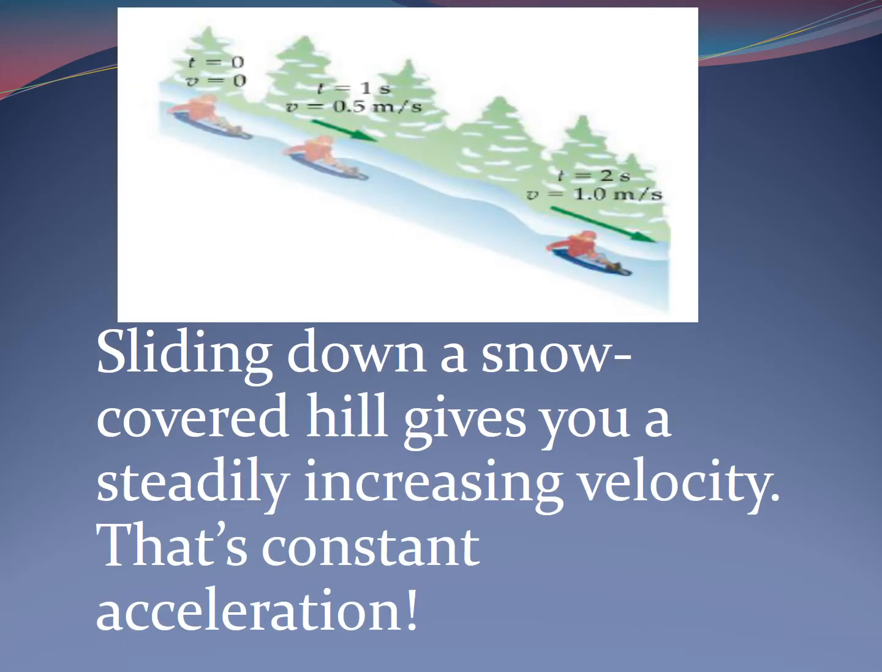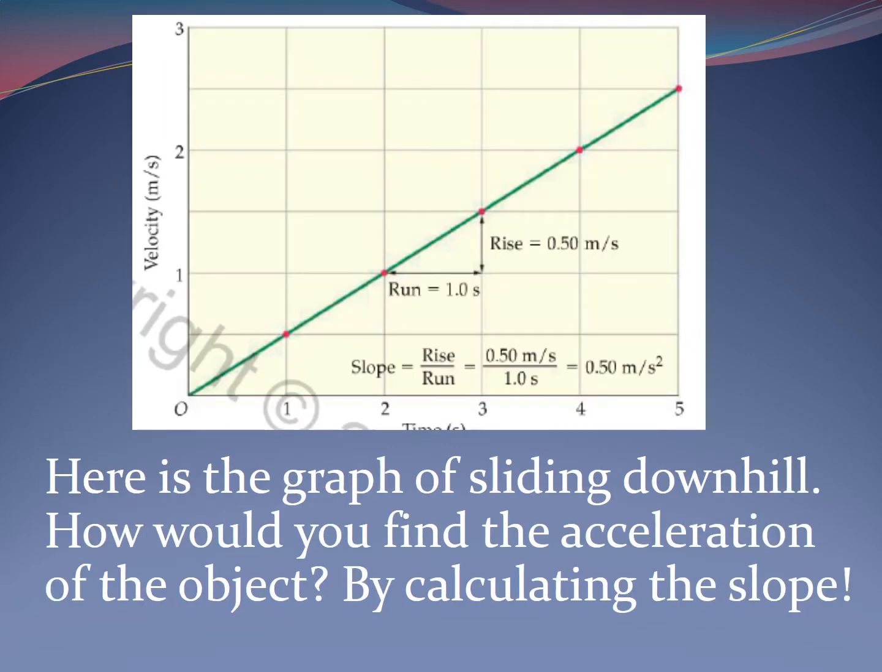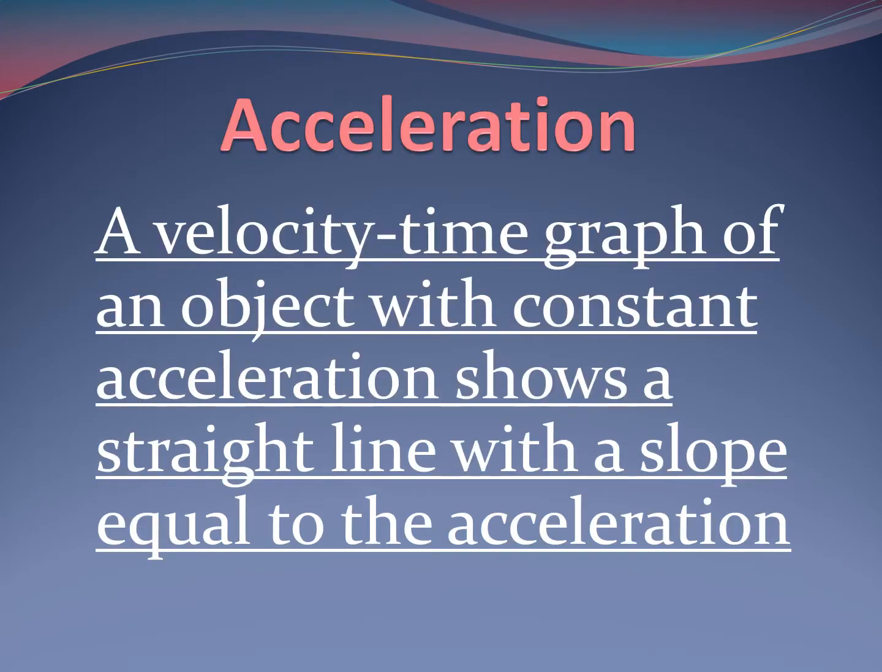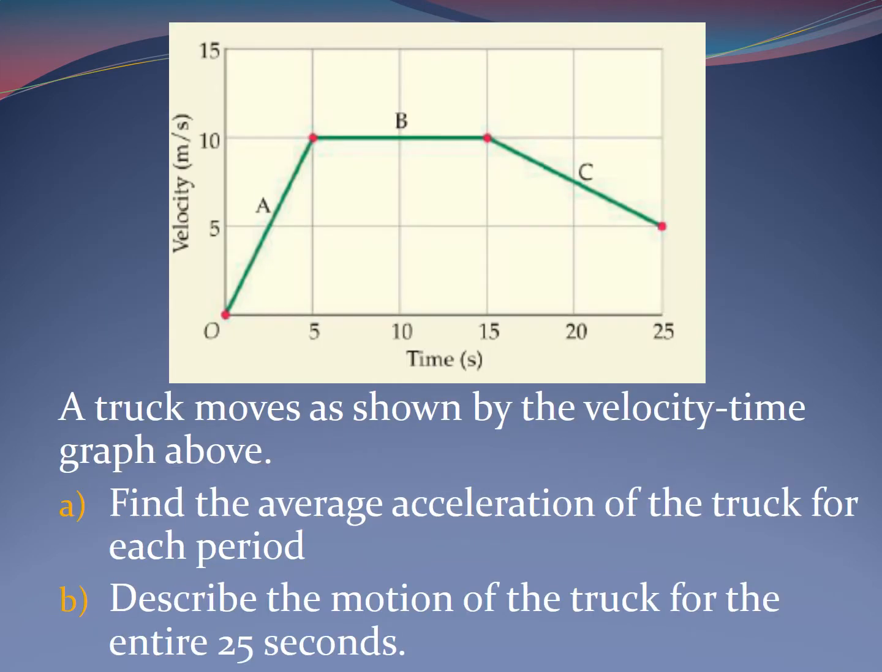Constant acceleration means that acceleration is the same at every instant in that time. So for example, sliding down a snow-covered hill gives you a steady increase in velocity. And that's constant acceleration. So here's a graph depicting that same picture. How would you find the acceleration of the object? An easy way, now that we know, is to find the slope. In a velocity time graph, the slope will give us the acceleration at that time.